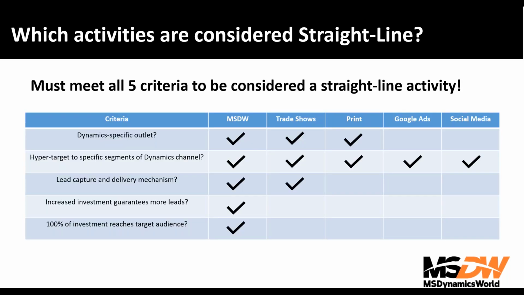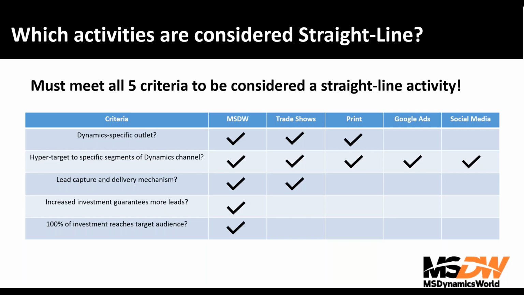So which activities are considered straight line? For any marketing activity to be considered straight line, as I just mentioned, it needs to meet all 5 of the set criteria. And as you can see, MSDW's programs all meet the standards of straight line marketing because they align with each of the criteria.